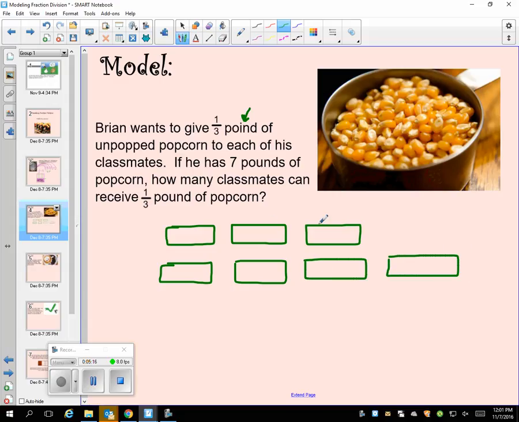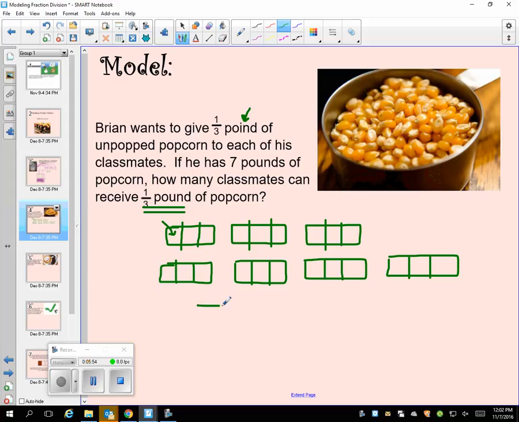Okay, so here's my 7 pounds of popcorn. How much does he want to give to each friend? 1/3 of a pound. So that means that each of my 7 pounds has to be divided into thirds. So this is for one friend. This is one friend. But he's got to give all of this away. So we're going to split all of this up. If I look at what I've drawn, this is going to a friend, this is going to a friend, this is going to a friend.